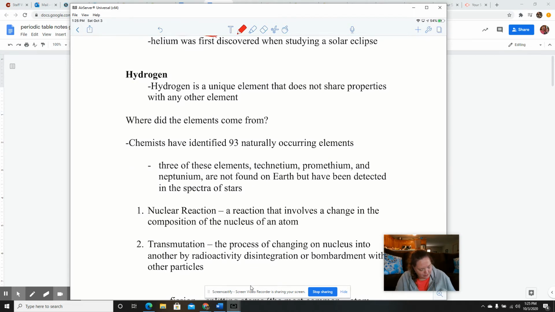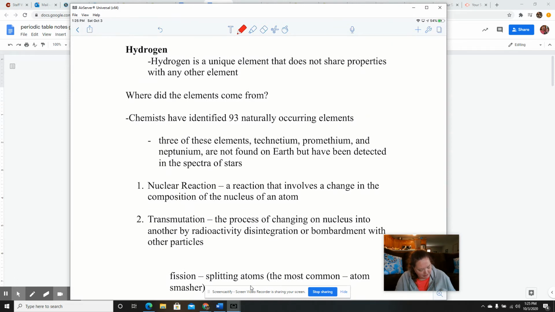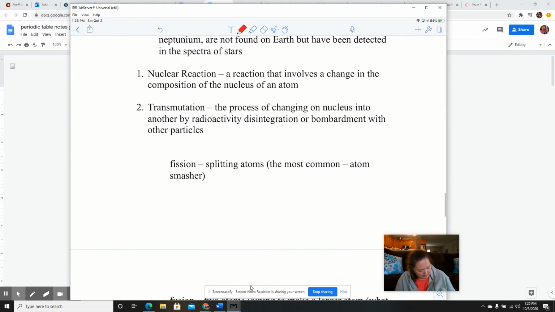Where did the elements come from? There are 93 naturally occurring elements. Three of them, technetium, promethium, and neptunium, are not found on Earth but have been detected in stars. How do you get some non-natural or man-made elements? You can do a nuclear reaction where you change the composition of the nucleus by either fission or fusion, and that's what transmutation is: changing the nucleus by either disintegration or bombardment with other particles.